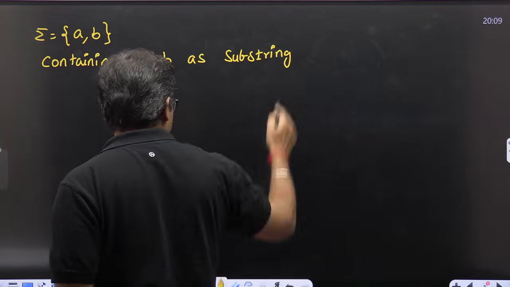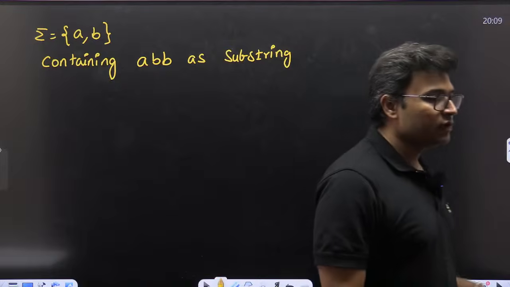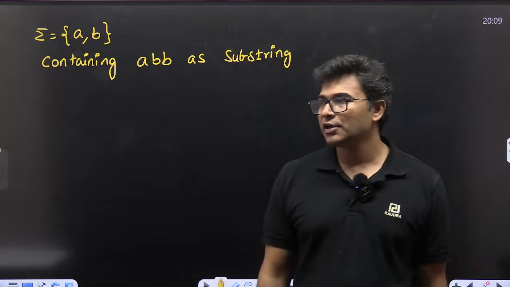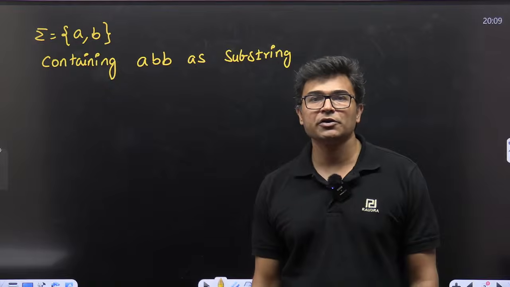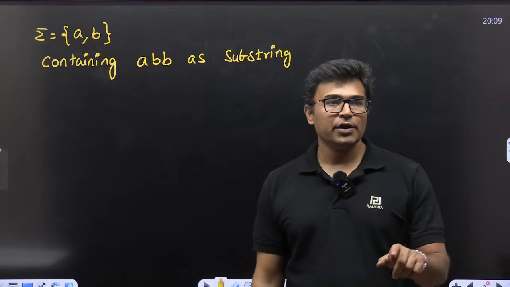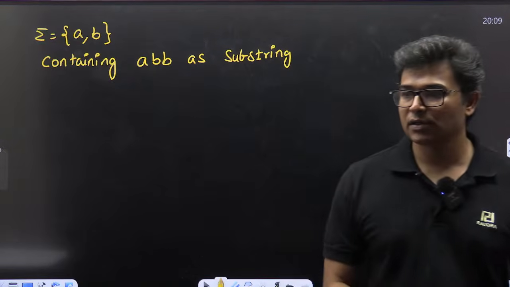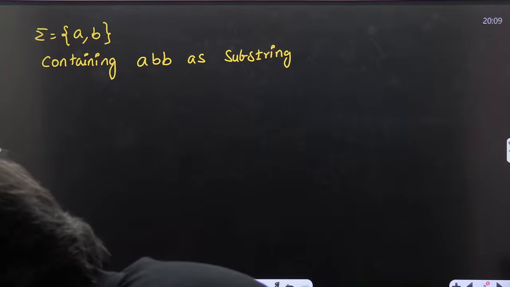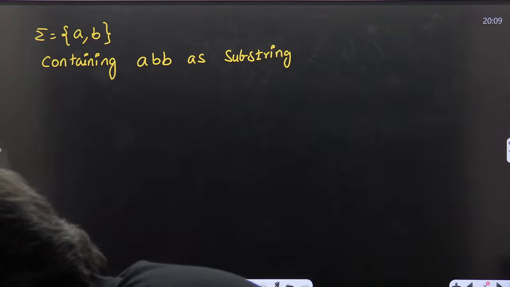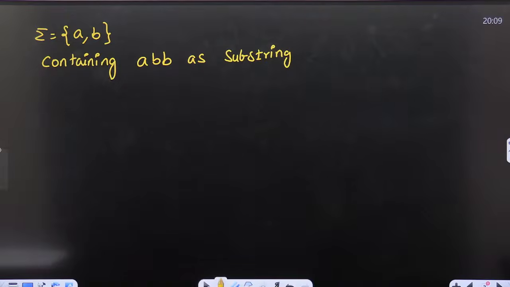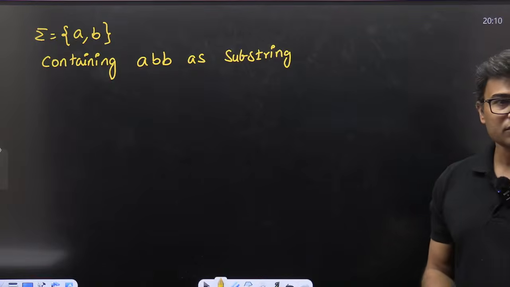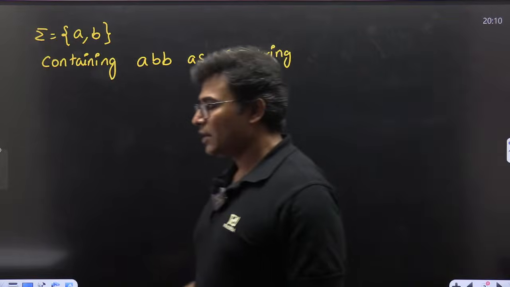Containing ABB as substring. As I told you, we will do a lot of regular expression questions for at least 6 to 8 hours. This is part 2. If you have missed part 1, just check it, but there is nothing in part 1. It was just the basics. Today is the important class. Containing ABA as a substring.